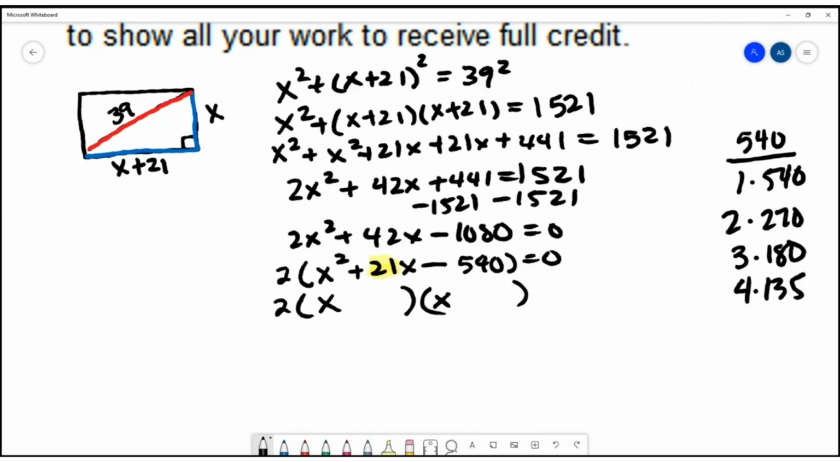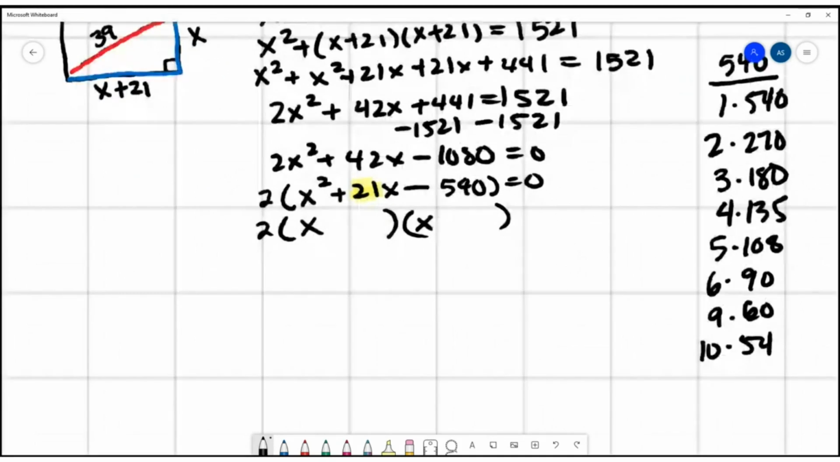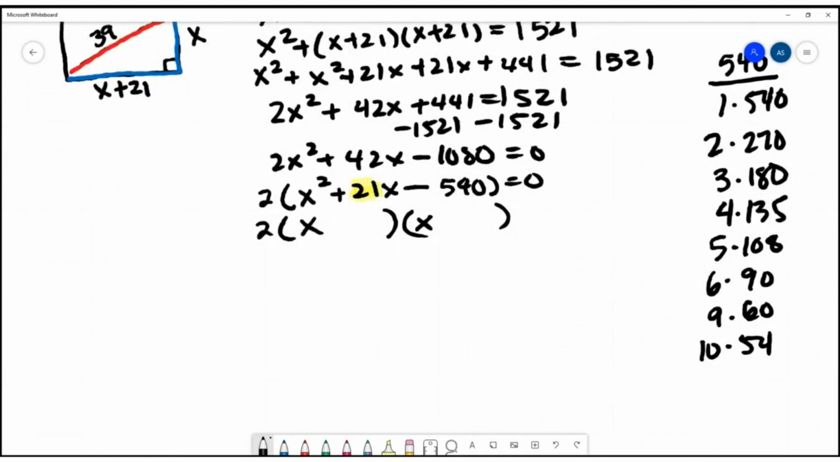4 times 135, 5 times 108, 6 times 90, 7 doesn't divide, 8 doesn't divide. 9 does, 9 times 60. 10 times 54. 11 doesn't divide. 12 times 45. 13 doesn't divide. 14 doesn't. 15 does. 15 and 36, that might be it. 36 minus 15 is 21.